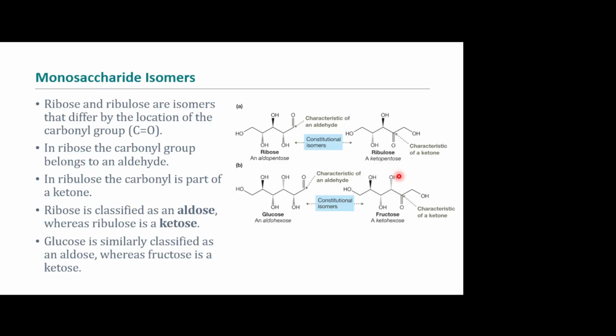Okay, now let's talk about some of the monosaccharide isomers. We have ribose and ribulose. These are isomers that differ by the location of the carbonyl group, actually. Right here, it's on the aldehyde position. Over here, it's on the ketone position. Anybody know the difference between these namings?